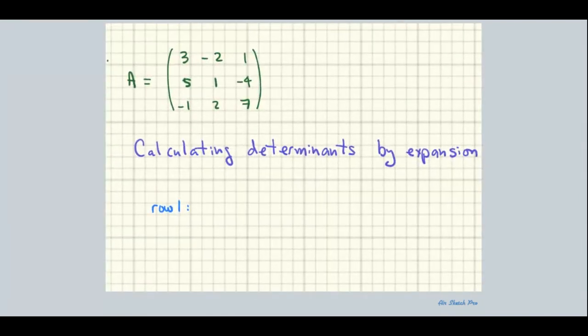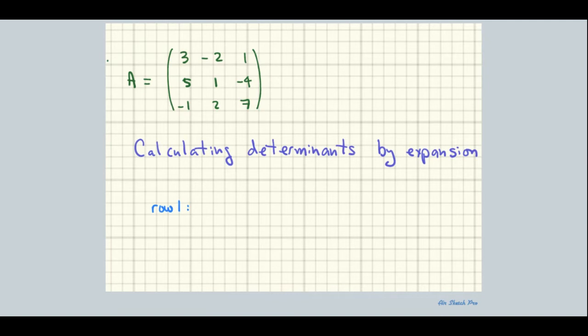What are the entries in row 1, guys? Anybody? Tell me what the entries in row 1 are. 3, negative 2, 1. Yeah, that was the column 1, Sam. 3, negative 2, 1 is the row.